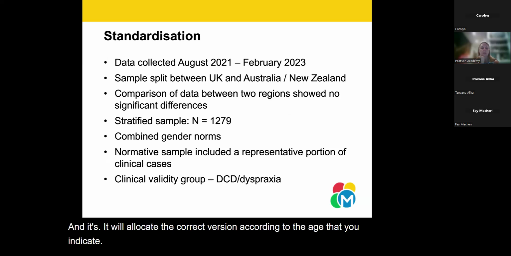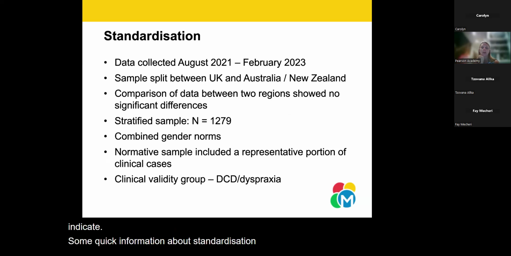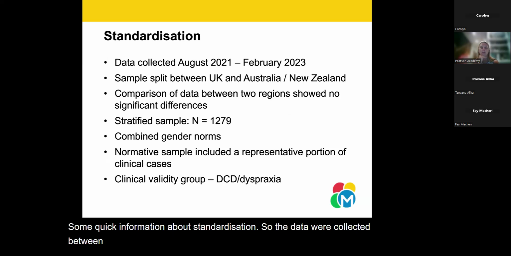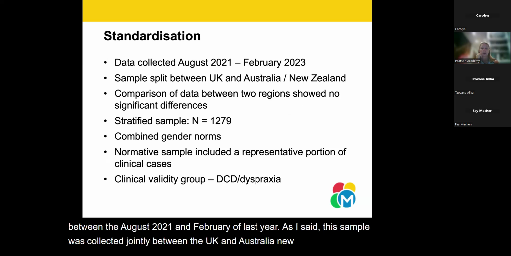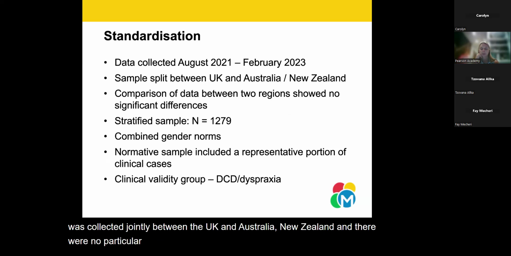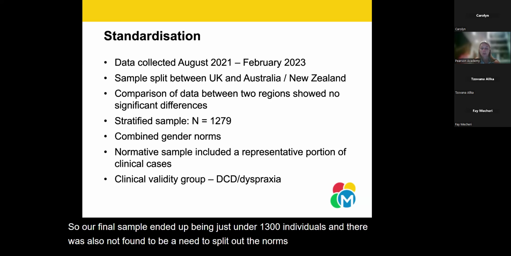Some quick information about standardization. The data were collected between August 2021 and February of last year. As I said, this sample was collected jointly between the UK and Australia and New Zealand, and there were no differences significant enough to split the norms out when we looked at the data between those two regions, which is really interesting in and of itself. So our final sample ended up being just under 1,300 individuals. And there was also not found to be a need to split out the norms by sex or gender. So we have combined gender norms.